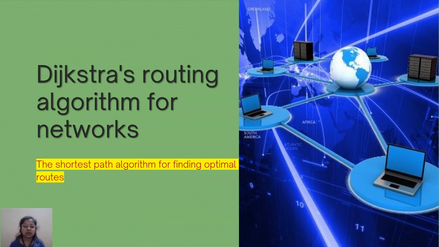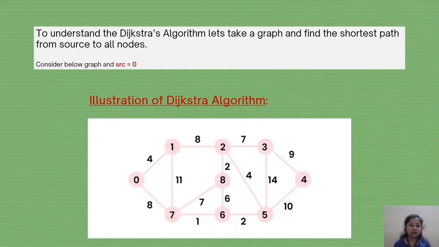So let's see Dijkstra's algorithm for networks. It finds the shortest path from the source node to the destination node. So here is the graph, where each node is represented; here we can see 0, 1, 2, 3, 4 up to 8. All these 8 nodes are represented as routers. So we'll find the shortest path from the source node 0 to all other nodes. So let's begin.